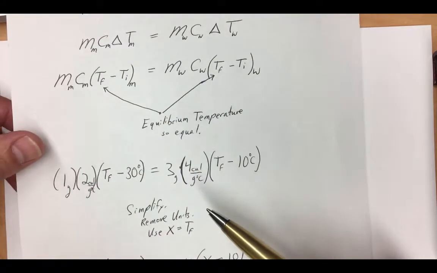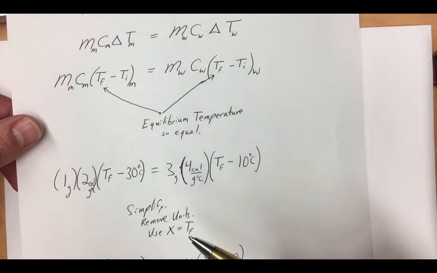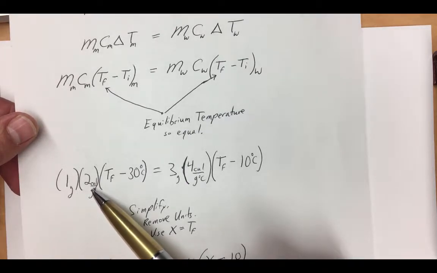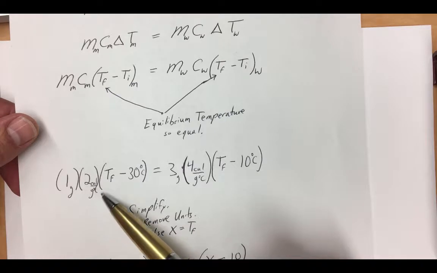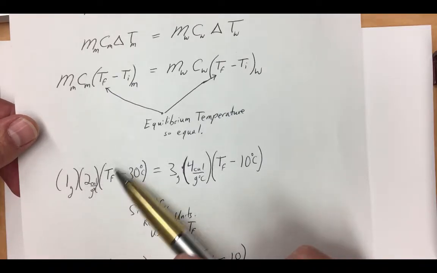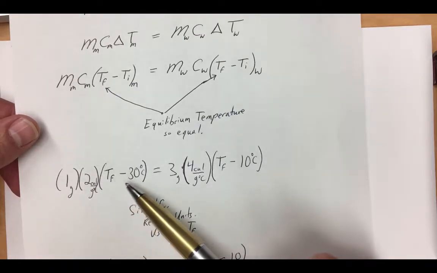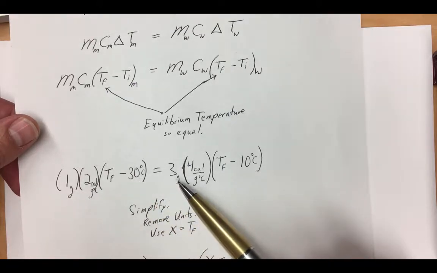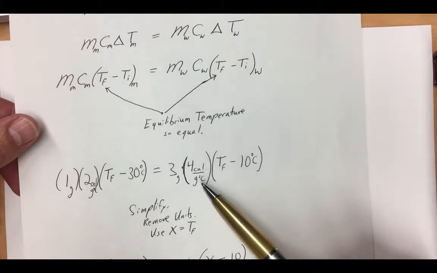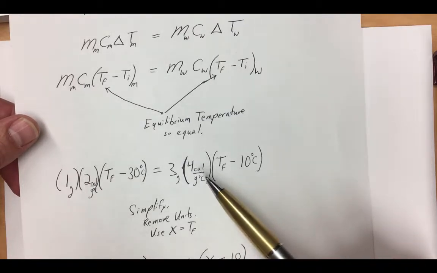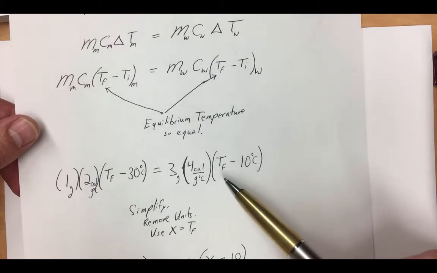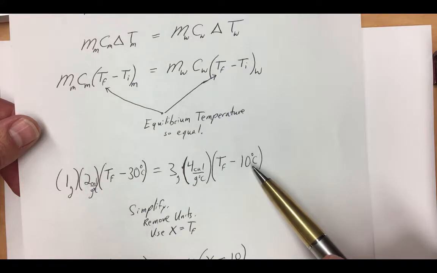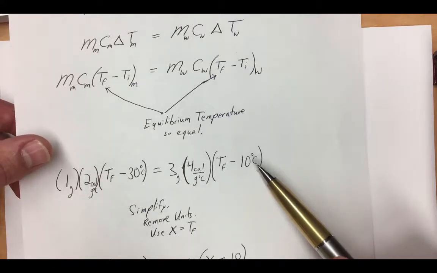Now if I move up, I'm going to put in some dummy numbers here just to give you an example. But 1 gram of the metal, heat capacity is 2 calories per gram degrees Celsius. And then let's suppose we don't know the equilibrium temperature, but we're trying to find it. So there's 30 degrees Celsius is what it starts out at. 3 grams of the water, 4 calories per gram degrees Celsius is the heat capacity. And then the final temperature, which we don't know, but it'll be the same as this one over here, minus the initial temperature of the water, which was 10 degrees Celsius. So what will be the equilibrium temperature?